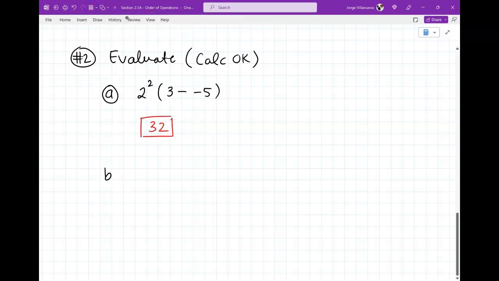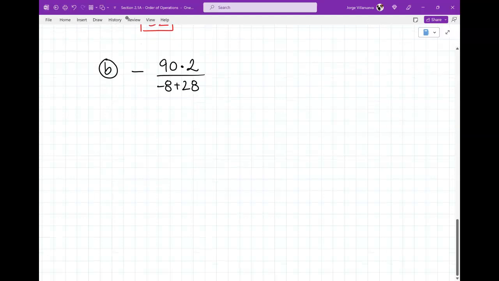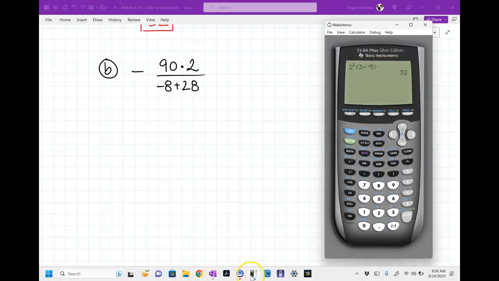But just so you guys can see how I utilize my parentheses, I'm gonna do this one right here. 90 times 2, -8 plus 28. So normally this right here is a tough one because you have all these fractions and things on the top and bottom of fractions and negative in the very front. So you're going to have to use your calculator wisely when you're doing this. So let me go ahead and bring it up here. So this is what I'm going to do.